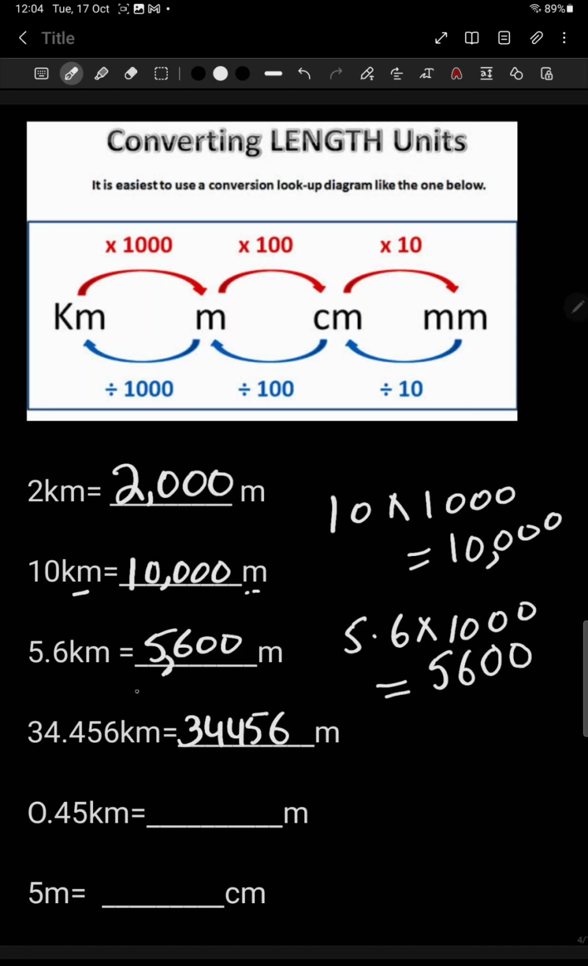34,456. The decimal has reached the end, so we need not place it because there is no number after the decimal. So 34,456 meter. So 34.456 kilometer will give us 34,456 meters. These two quantities are the same with different units.